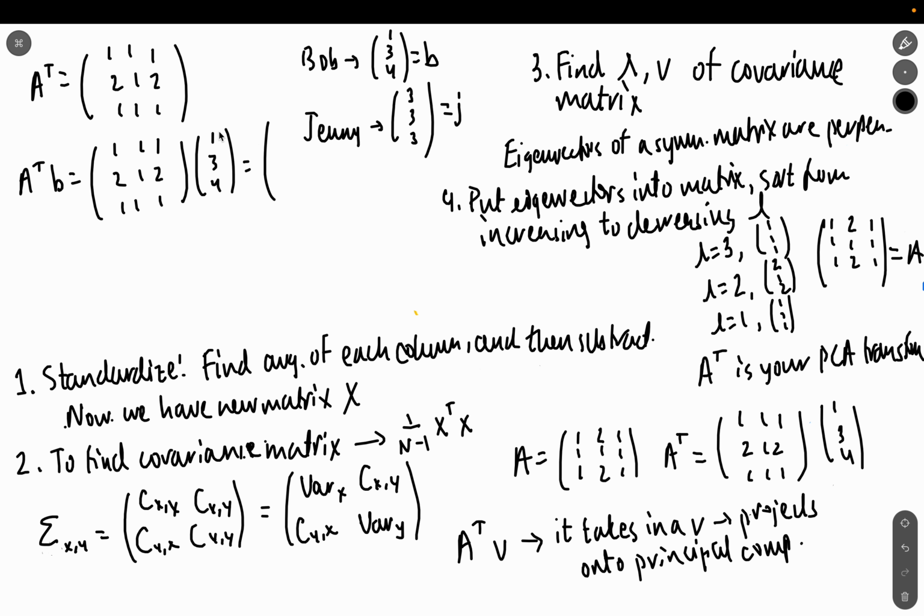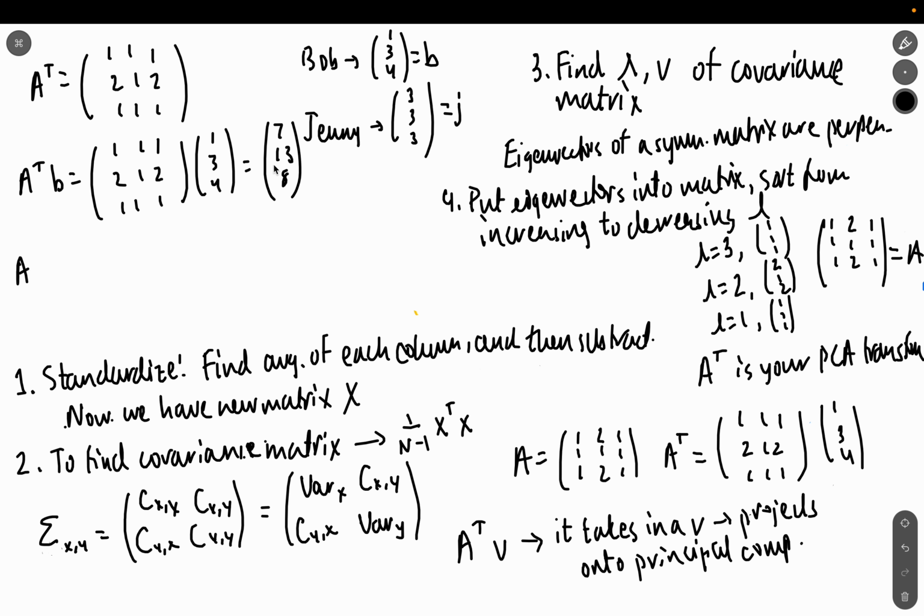So remember, our first entry is going to be taking the dot product of these two, which basically means projecting this one onto that one. So 1, 1, 1 dotted with 1, 3, 4 is 1 times 1 is 1, plus 1 times 3 is 3, so that's 4, plus 4 is 7. Hopefully we can all do multiplication. So 2 plus 3 plus 8 is 13. And then 1 plus 3 plus 4 is 8. So that's Bob's. We save those.